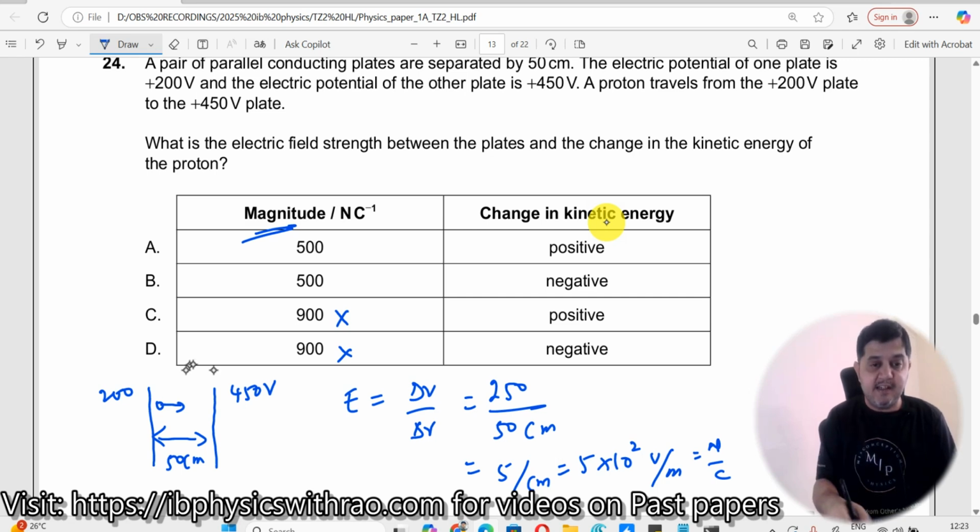The moment you say it's decelerating, which means what? At this point it will have a higher velocity v1, and as it goes nearby, it will have a velocity v2. This velocity v2 could be 0 also, or it is lesser than v1, which means the kinetic energy final minus kinetic energy initial, the change in the kinetic energy, would be negative. So therefore the answer is B.